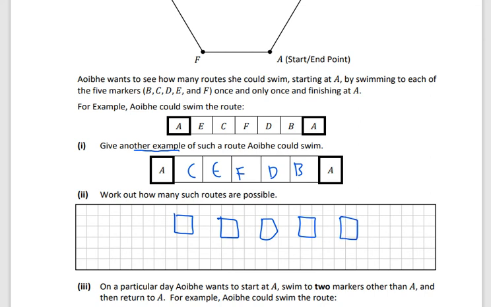So the first marker when she leaves A, there's five different options she could go to when she leaves A, and then when she's gone to that marker, there's only four left to go to, and then there's three left to go to, and then there's two left to go to, and then there's one before she goes back to A. So whatever way she does it, it's 5 times 4 times 3 times 2. So it'll be 120.